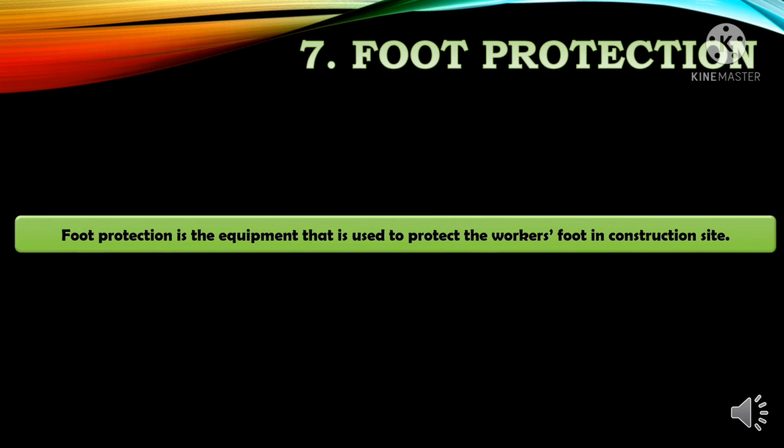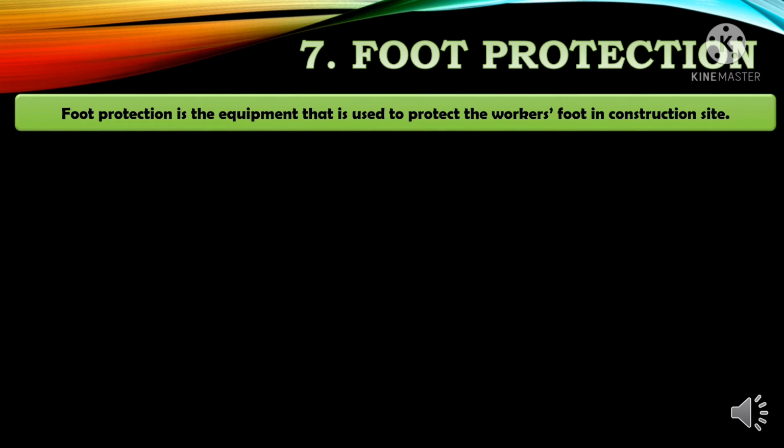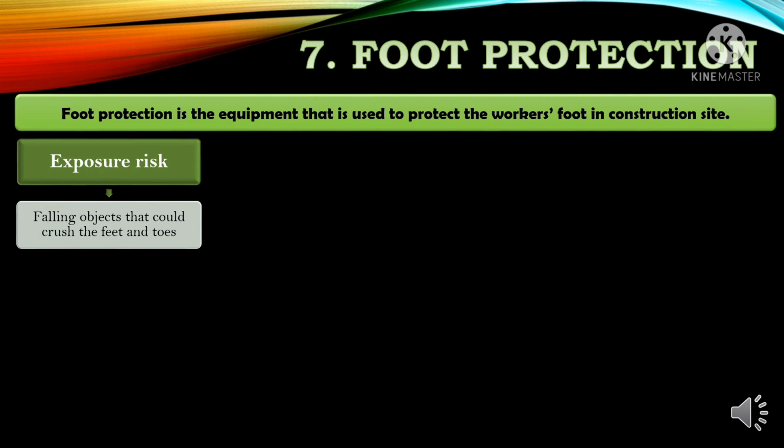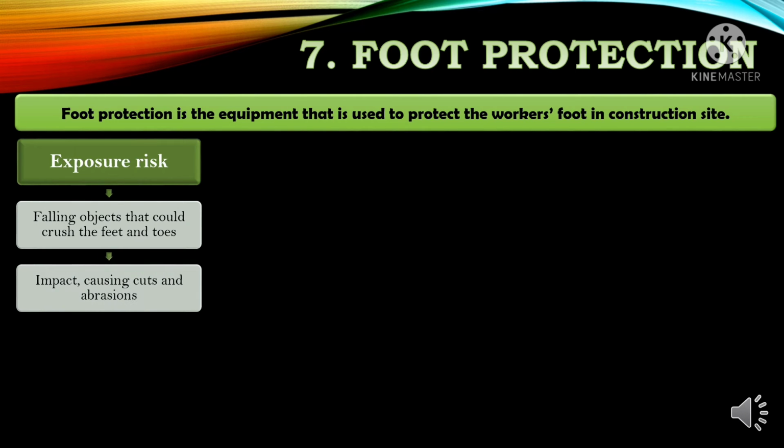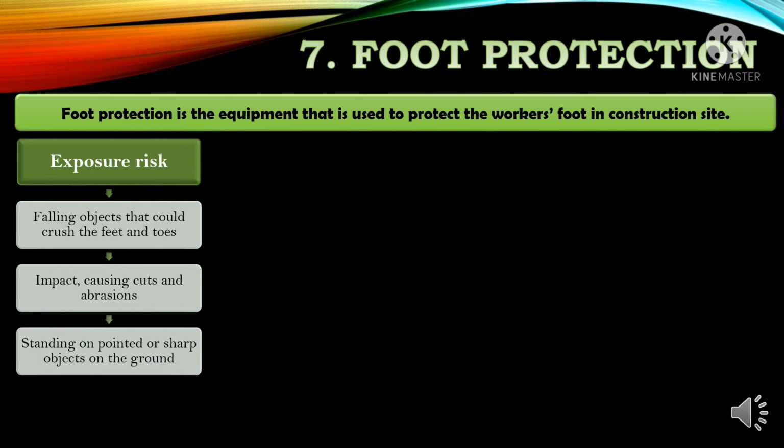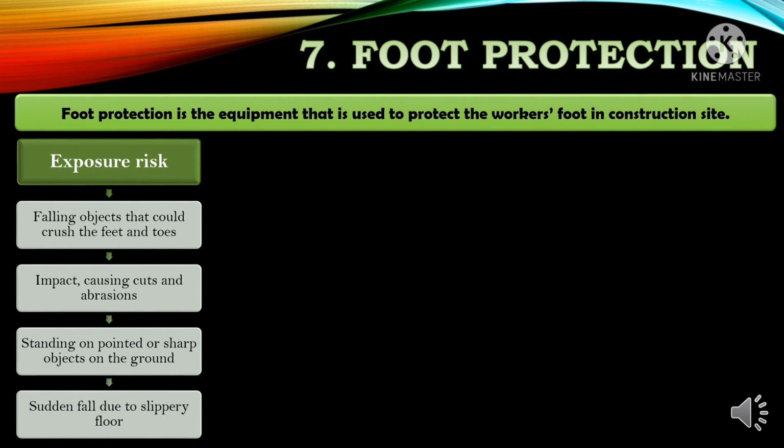The next most common type of PPE is foot protection. Foot protection is the equipment that is used to protect the workers' feet on a construction site. It is very important for the workers as they might be exposed to falling objects that could crush the feet and toes. Next is impact causing cuts and abrasions. Third, standing on pointed or sharp objects on the ground. And the last is sudden falls due to slippery floors.